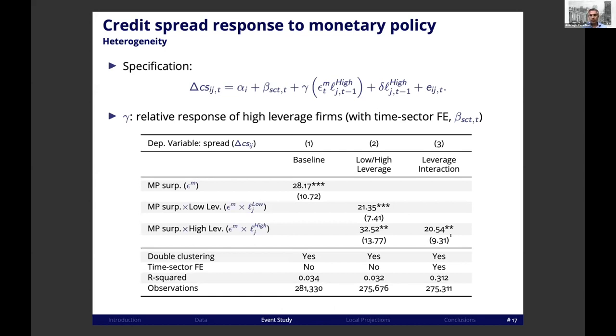Now, the last concern you might have is that even if you're controlling for time sector fixed effects, it might be that leverage is correlated with other proxies for financial constraints, and so is not really directly responsible for these different cross-sectional patterns we observe in the data.